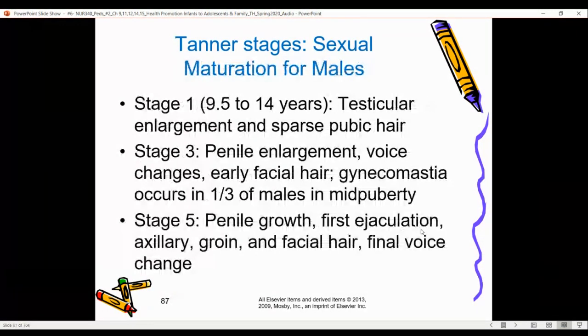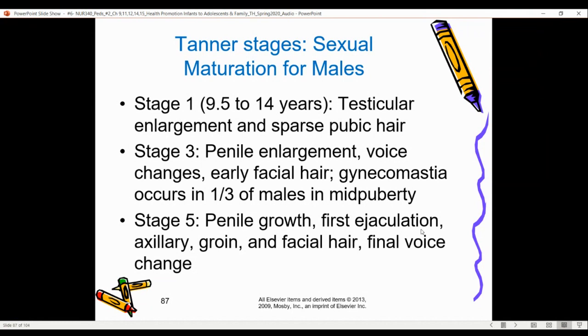The boys, they're named by numbers, and I don't have 2 and 4 on here because it is just kind of filler in between these other stages. So stage 1 for boys is 9.5 to 14 years of age. Remember, it takes them a little bit longer to hit puberty. And their first thing is testicular enlargement and a little bit of pubic hair, usually around the base of the penis. Then they will hit stage 2, which is a little bit more pubic hair. Stage 3 is penile enlargement. This is when their voice starts to crack and change.